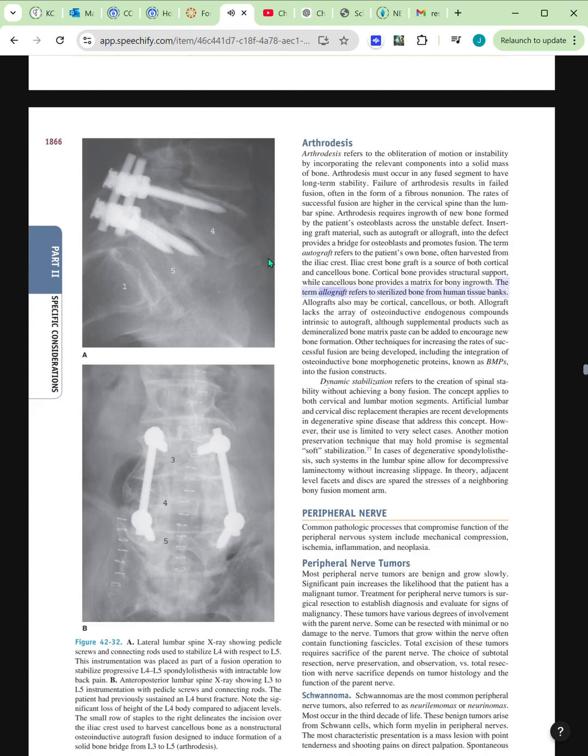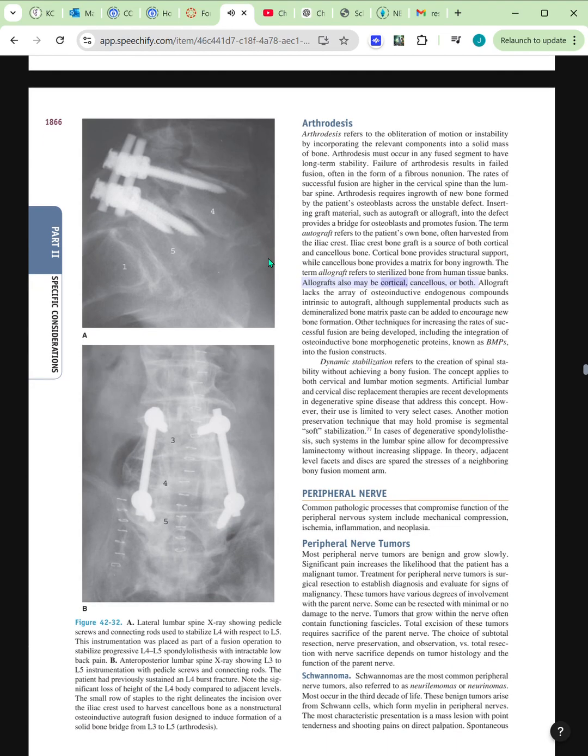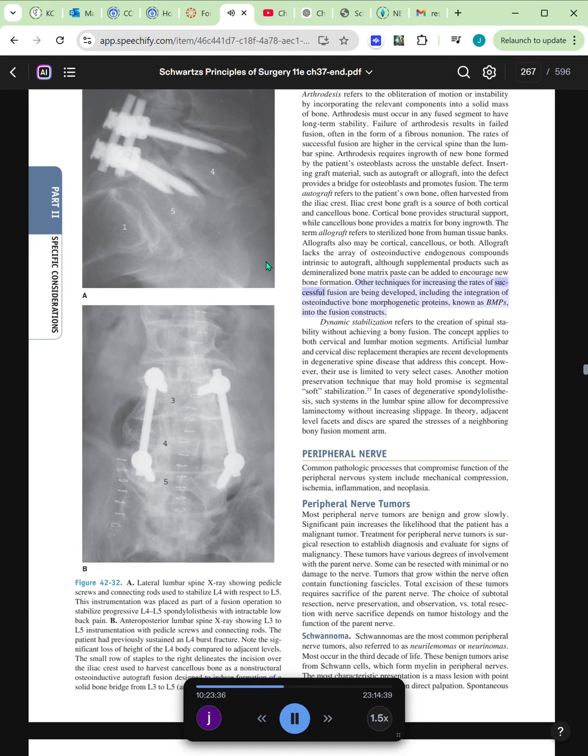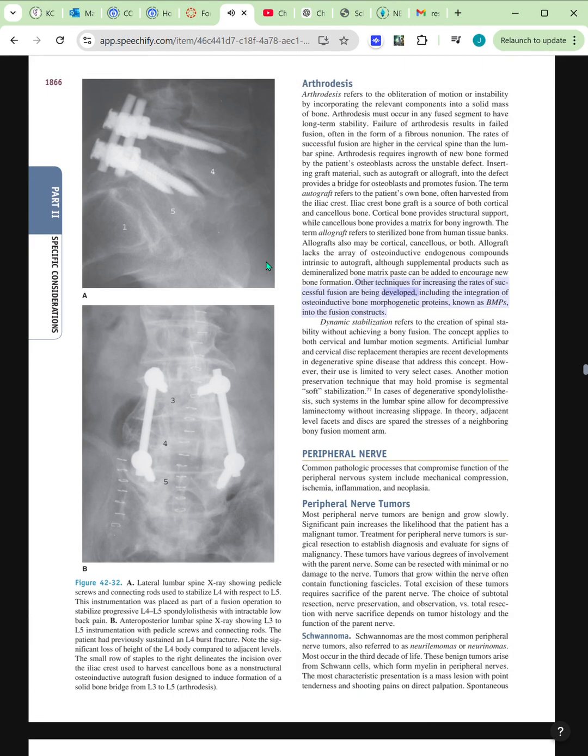The term allograft refers to sterilized bone from human tissue banks. Allografts also may be cortical, cancellous, or both. Allograft lacks the array of osteoinductive endogenous compounds intrinsic to autograft, although supplemental products such as demineralized bone matrix paste can be added to encourage new bone formation. Other techniques for increasing the rates of successful fusion are being developed, including the integration of osteoinductive bone morphogenetic proteins, known as BMPs, into the fusion constructs.